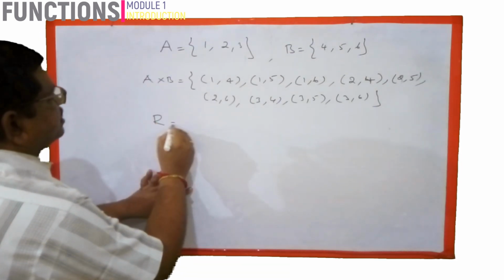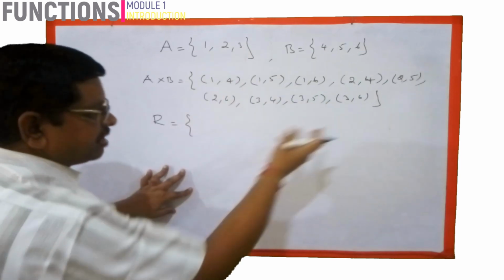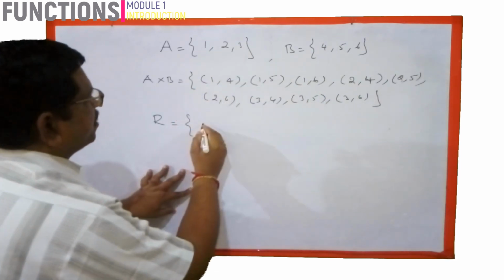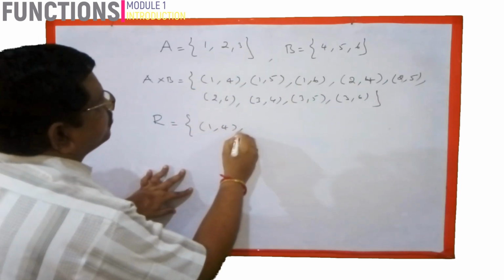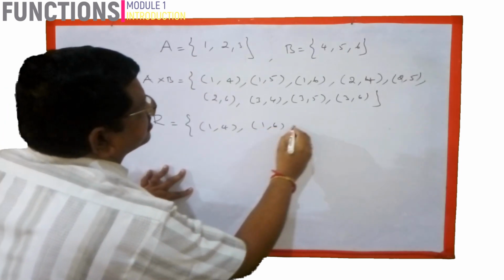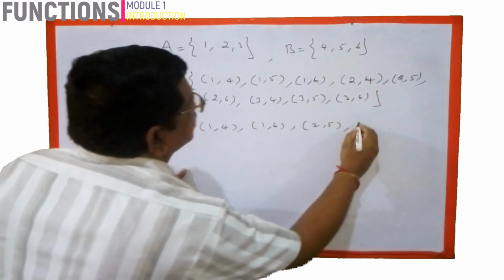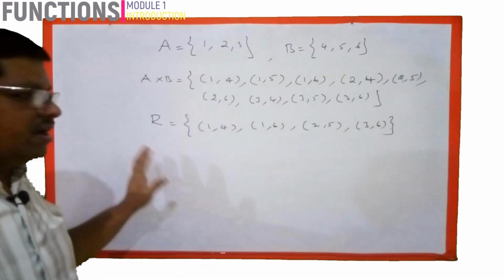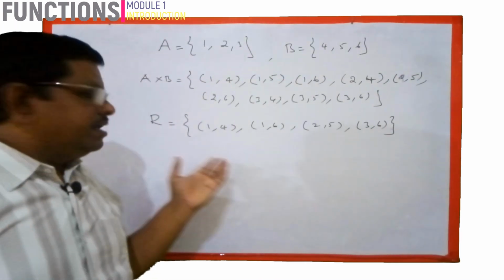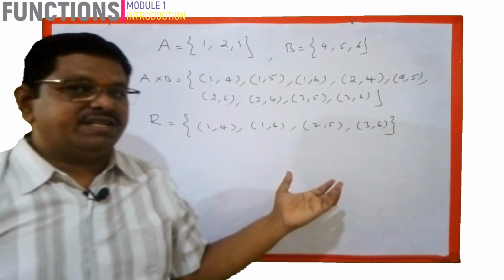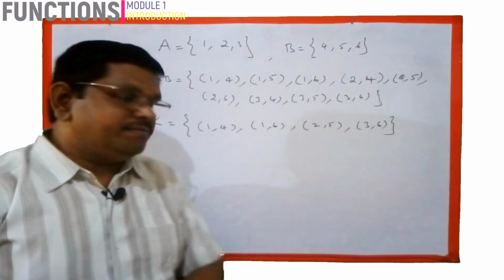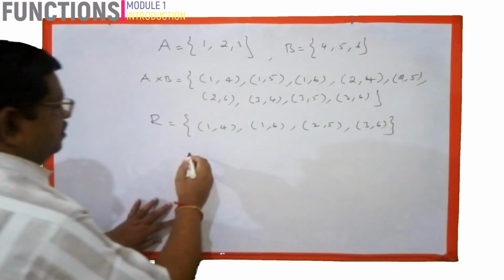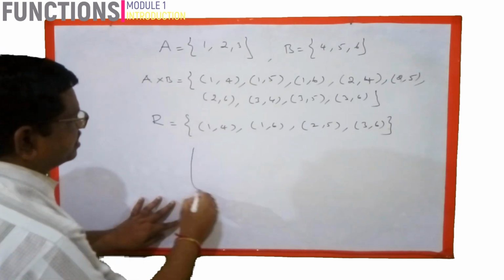Generally in a relation we take all the elements or a few of them. (1, 4), (1, 6), (2, 5) and (3, 6) are the elements taken in the relation R. Now the same relation can be represented in a tree diagram, that means the pictorial representation of the relation.